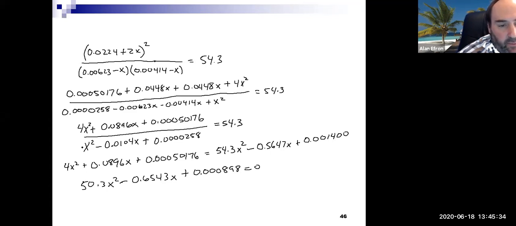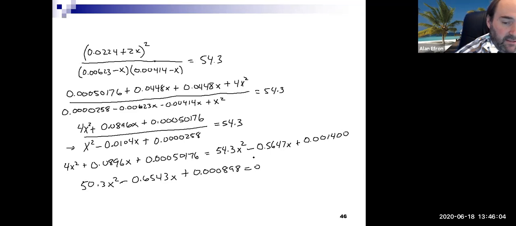At this point, what you want to do is take everything you got on the bottom. So everything right here needs to get multiplied to the other side. So we're going to multiply everything on the bottom by 54.3, and hopefully not lose any zeros or anything like that when we come to the other side. And that will get us this equation here.